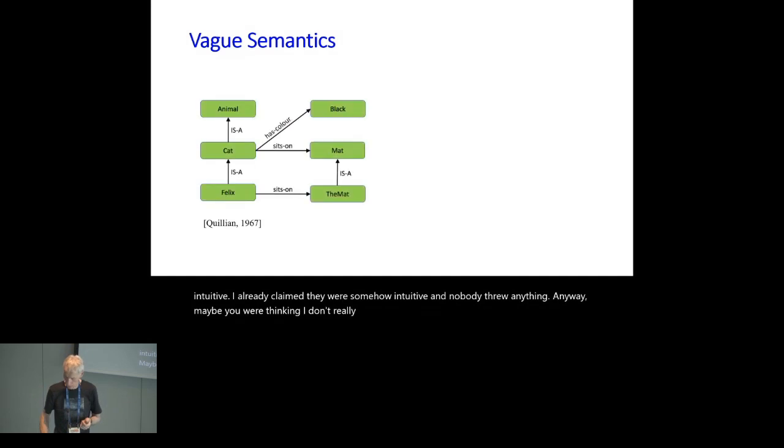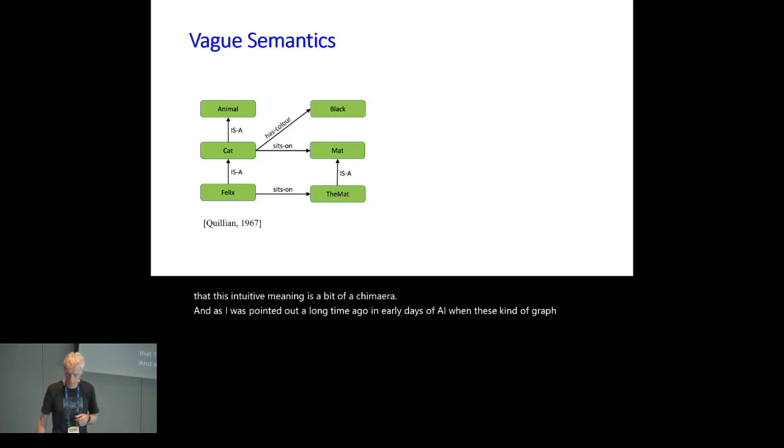It was pointed out a long time ago that these kinds of graph structures look intuitive. I already claimed they were somehow intuitive, and nobody threw anything anyway. Maybe you were thinking, I don't really agree. And I think there's some justification for saying that this intuitive meaning is a bit of a chimera. As I say, it was pointed out a long time ago in the early days of AI, when these kinds of graph structures were also quite popular.